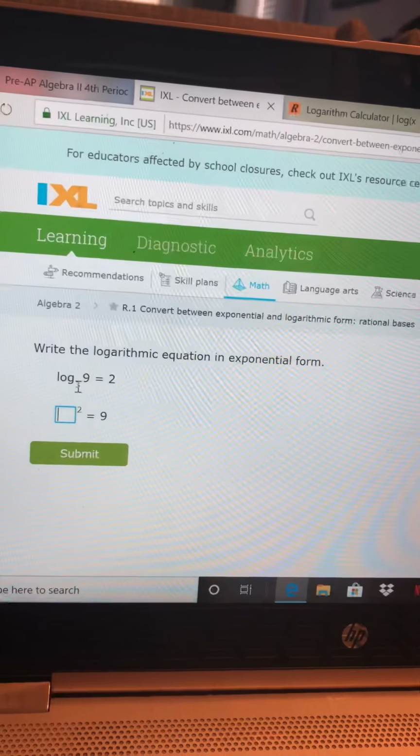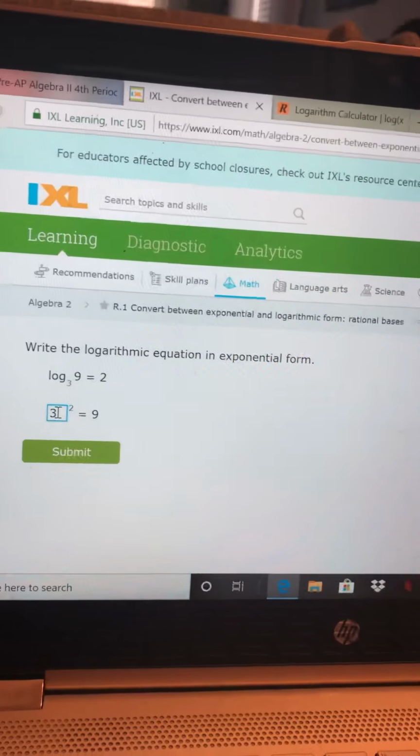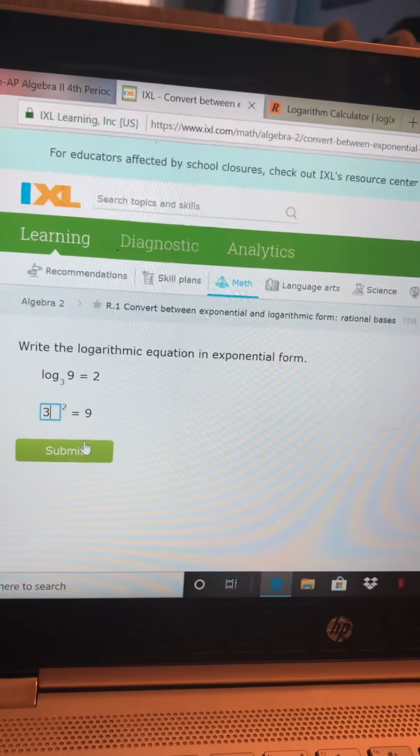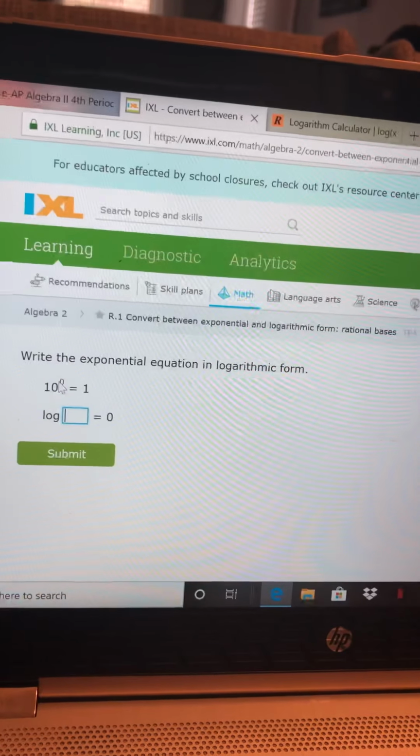All right, log base 3 of 9 equals 2. The 2 and the 9 are already here. The 3 is the base. That's the exact example I just did. The 3 goes here. Anything to the 0 power equals 1.